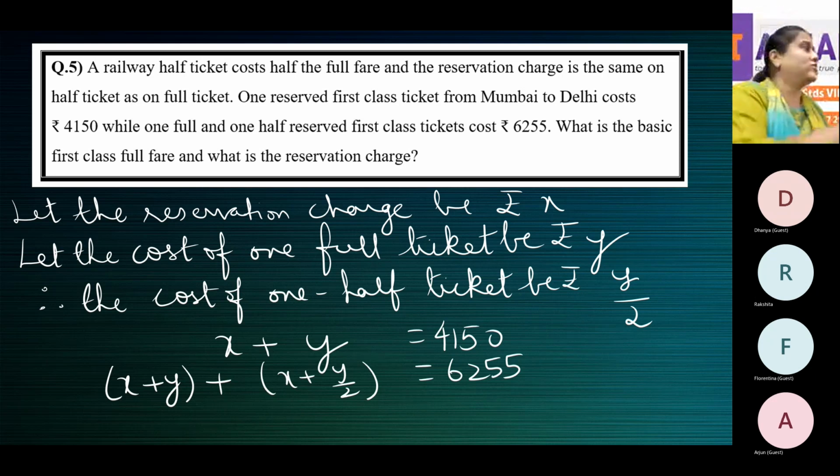Yeah, you can do that. Very good. See, Shashank says x plus y is 4150, right? So take that 4150 for x plus y. You can do that. Very good. So x plus y is 4150. So 4150 plus x plus y by 2 is equal to 6255. Very good. You can do that also.